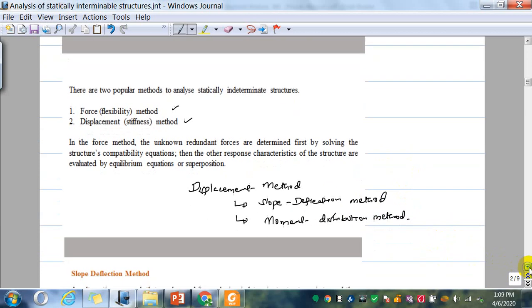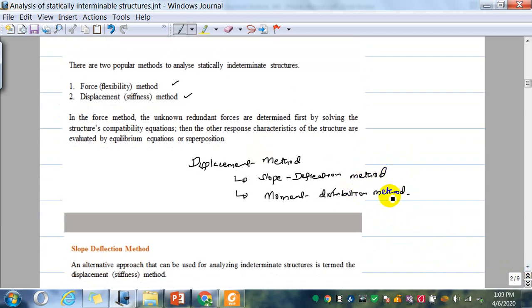You should understand that these two methods are very, very useful. Even if you go out as engineers and start practicing in a company as structural engineers, these two methods will still be useful. So you need to pay good attention to learning these two methods, because they are really helpful if you are going to be working in industry as a structural engineer.